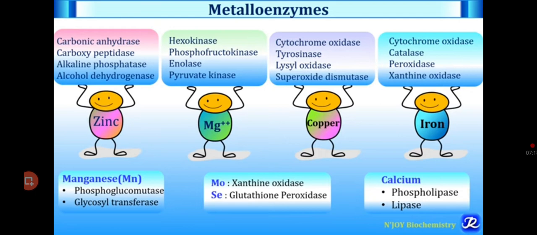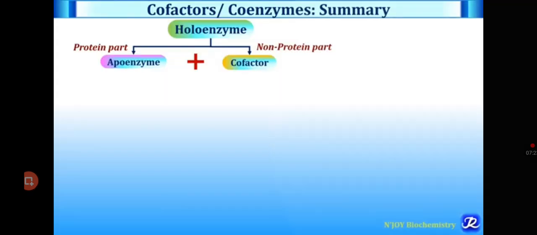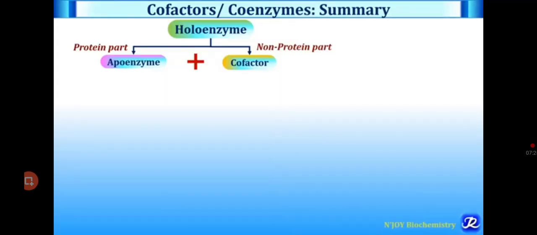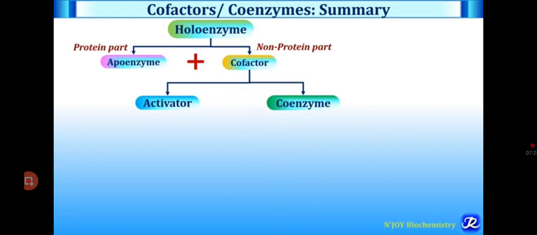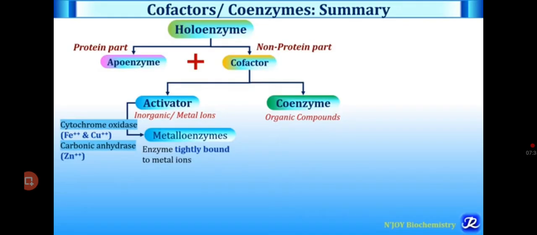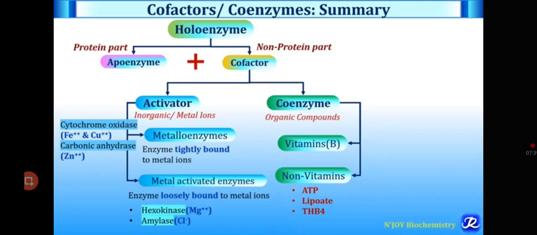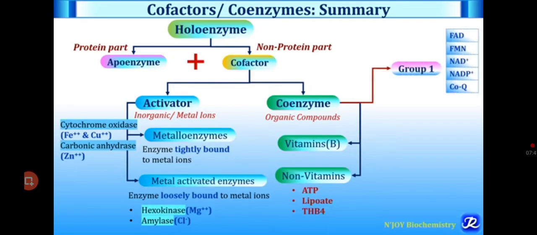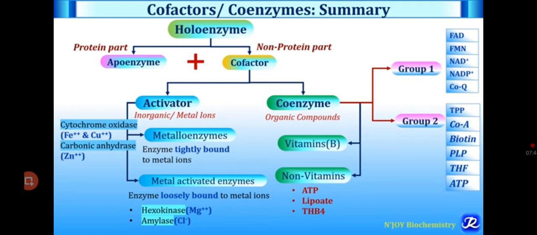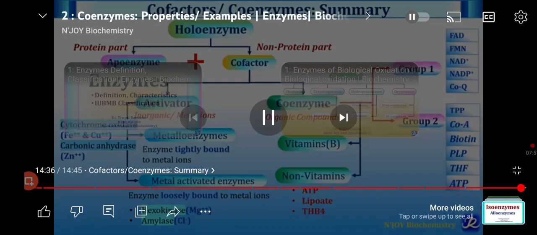The question can be to enumerate coenzymes. The functional enzyme is called holoenzyme. So apoenzyme plus cofactor is holoenzyme. Cofactor can be an activator or a coenzyme. Tetrahydrobiopterin and coenzyme Q are also coenzymes. Group 2 coenzymes are involved in the transfer of groups other than protons and electrons, for example phosphate group. So this is all about coenzymes.